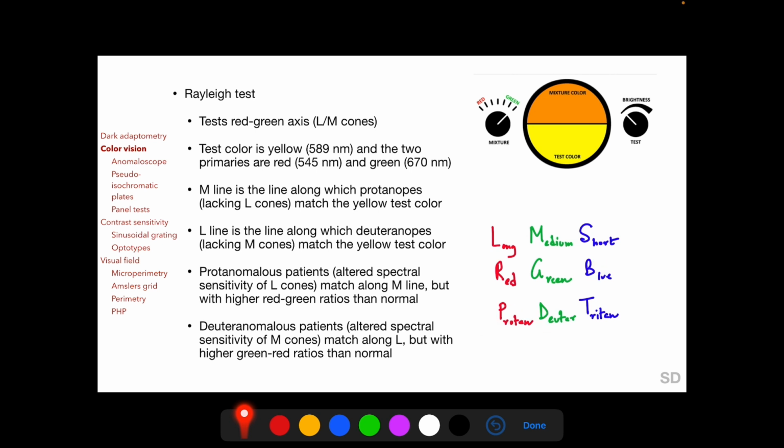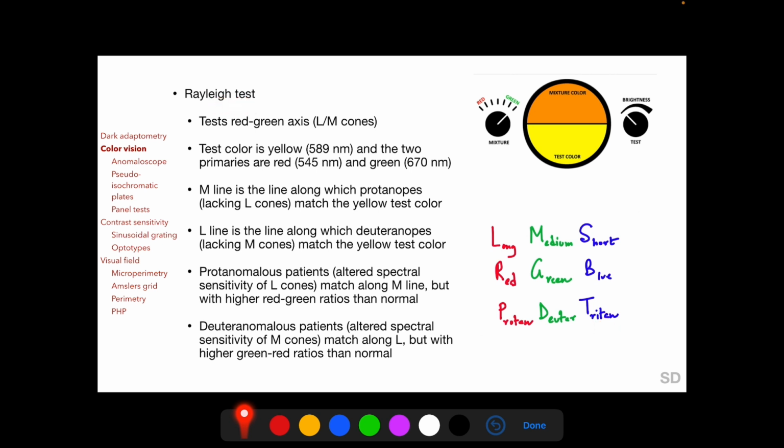RGB-PDT, which tells us that the protan axis refers to the long wavelength cones which subserve red color perception, the deutan axis refers to the M or the medium wavelength cones which subserve green color perception, and the tritan axis refers to the S or the short wavelength cones which subserve blue color function. Protanopia refers to patients in whom L cones are absent and who are not able to perceive red color. In anomalous patients, the peak sensitivity of the L cones is shifted, and the description is similar for deuteranopia, deuteranomaly, and tritanopia and tritanomaly.